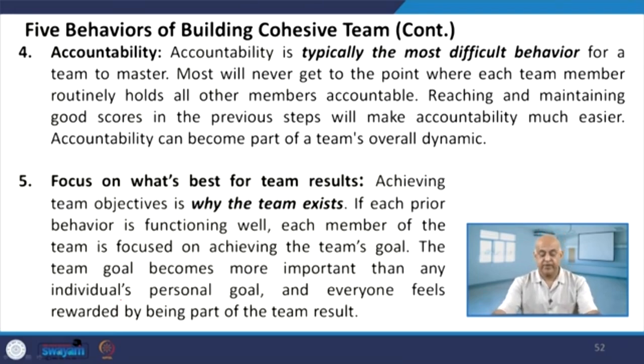Focus on what is best for the team. Results are there. Why does the team exist? So, if each behavior is functioning well, each member of the team is focused on achieving the team goals, and the team goal becomes more important than any individual's personal goals, and everyone feels rewarded being part of the team. Results are there.